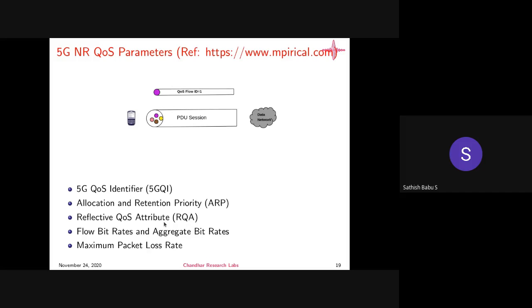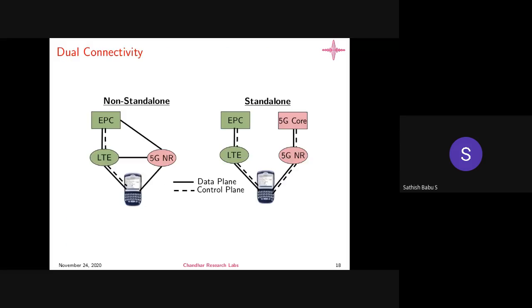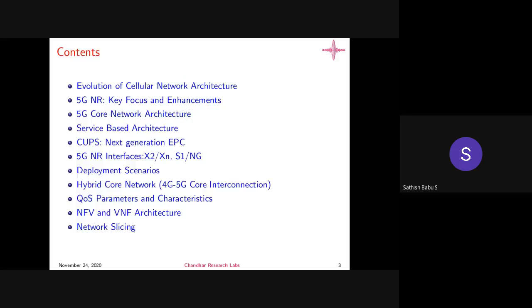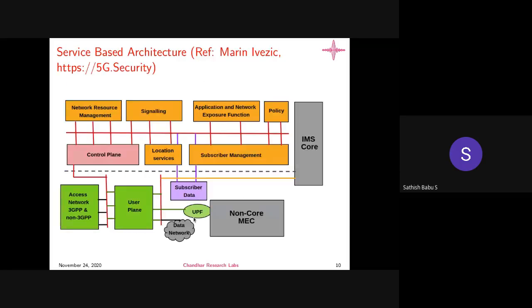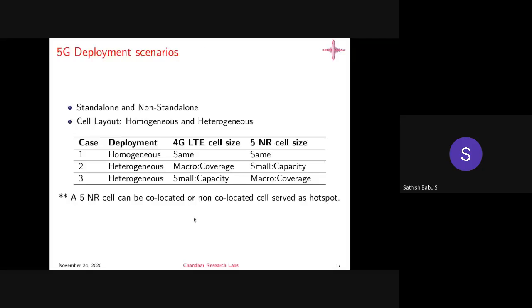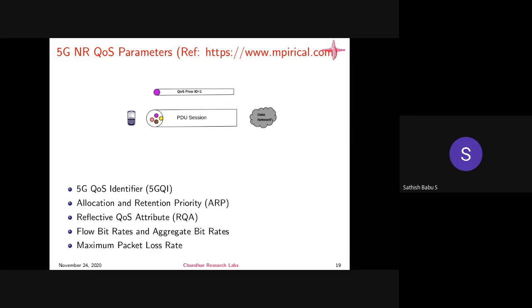In the beginning slide, I showed you the comparison between 4G networks and 5G networks. If you want, I'll go back to those slides for a better understanding. Here I showed some separate spectrum efficiency for downlink and some separate spectrum efficiency for uplink. So keep this in mind. Now we will go on to this one. The reflective QoS attribute means that in downlink communication you have a separate QoS attribute, and in uplink you have a separate QoS attribute.